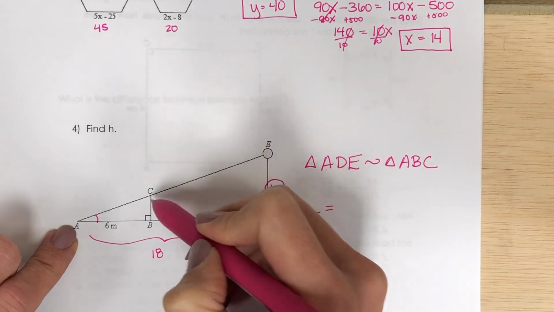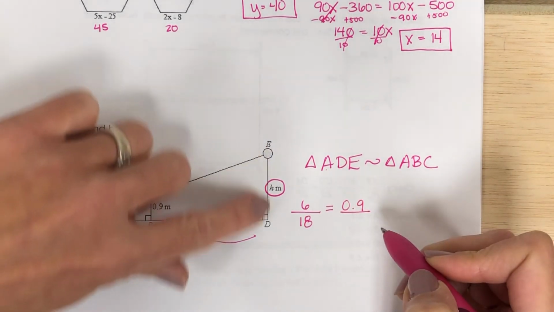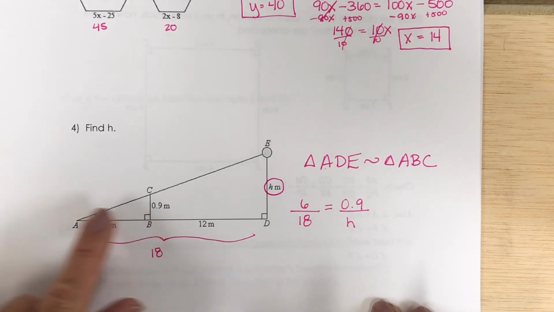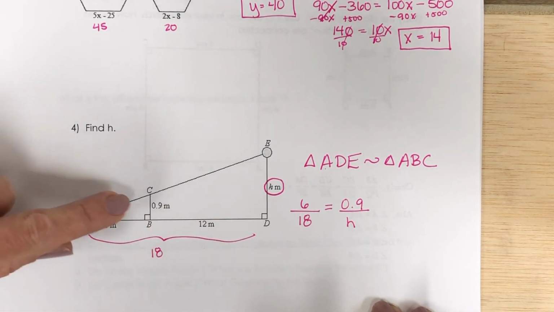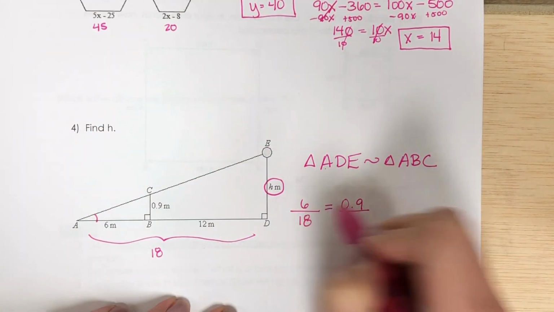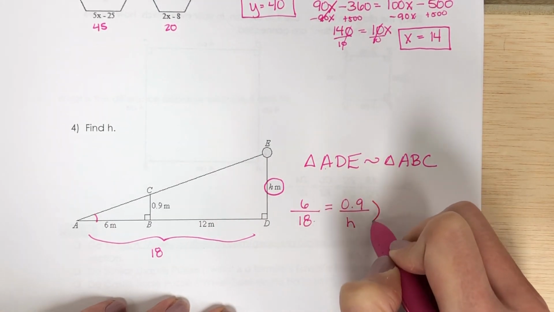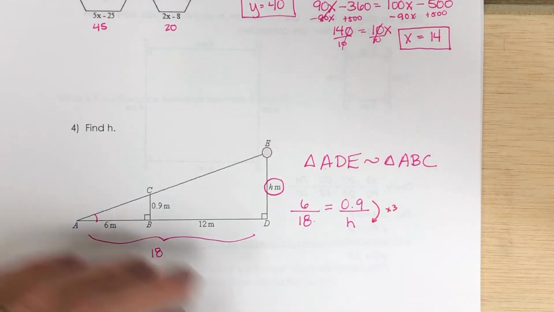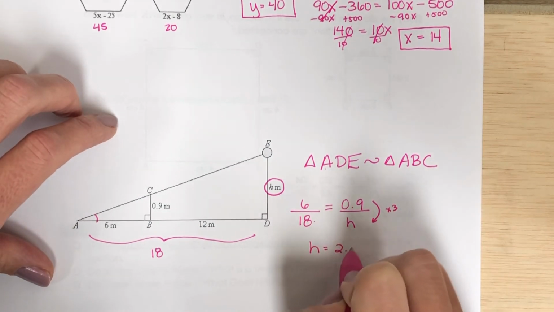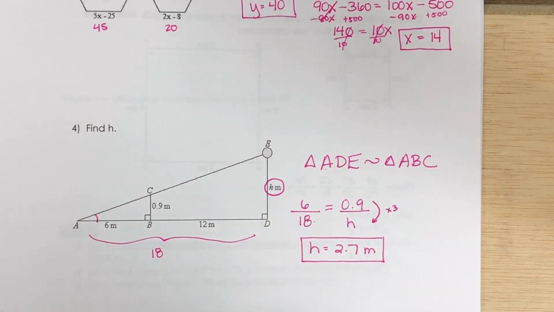That's going to have the same ratio as this side, 0.9, to this side, h. So I did small to big is the same as small to big. Then I can cross multiply. Or technically I wouldn't even have to cross multiply. I realize that 6 to 18 is being multiplied by 3, so I can just multiply that one by 3. So 0.9 times 3 is 2.7. H is 2.7 meters. I would have gotten the same thing if I cross multiplied as well.